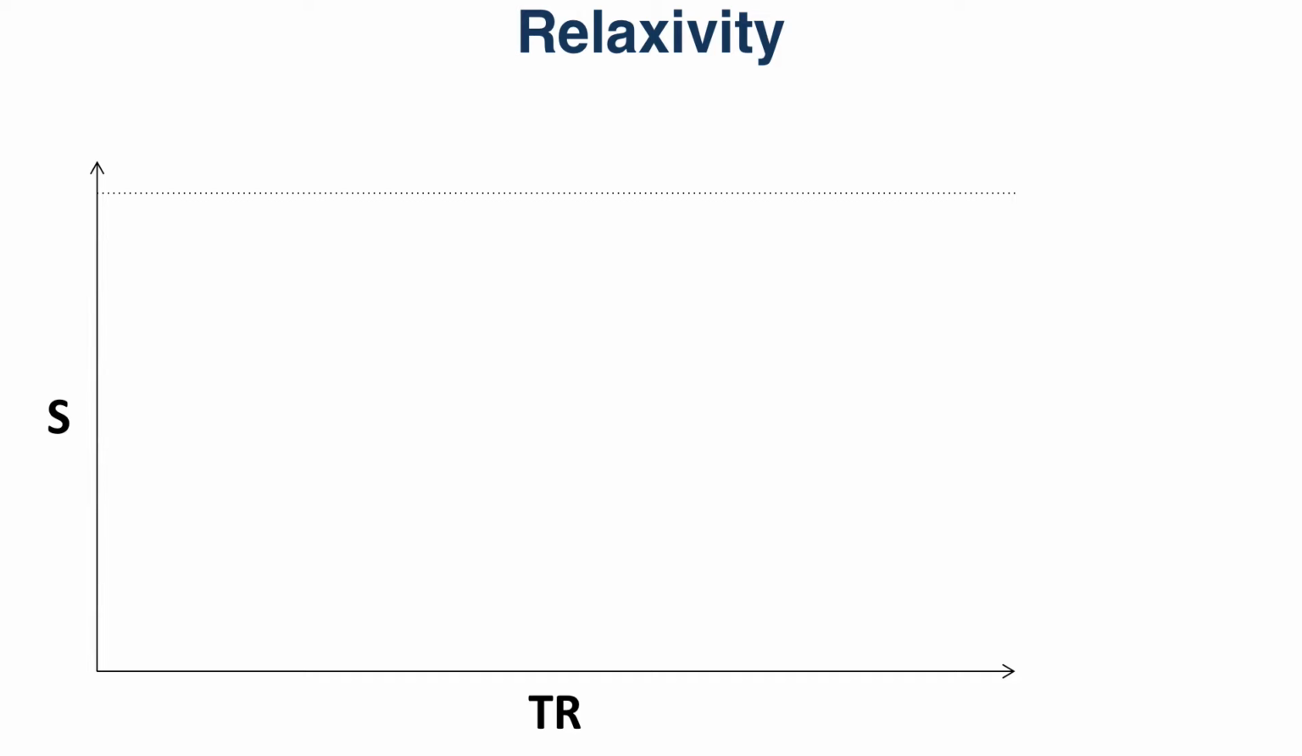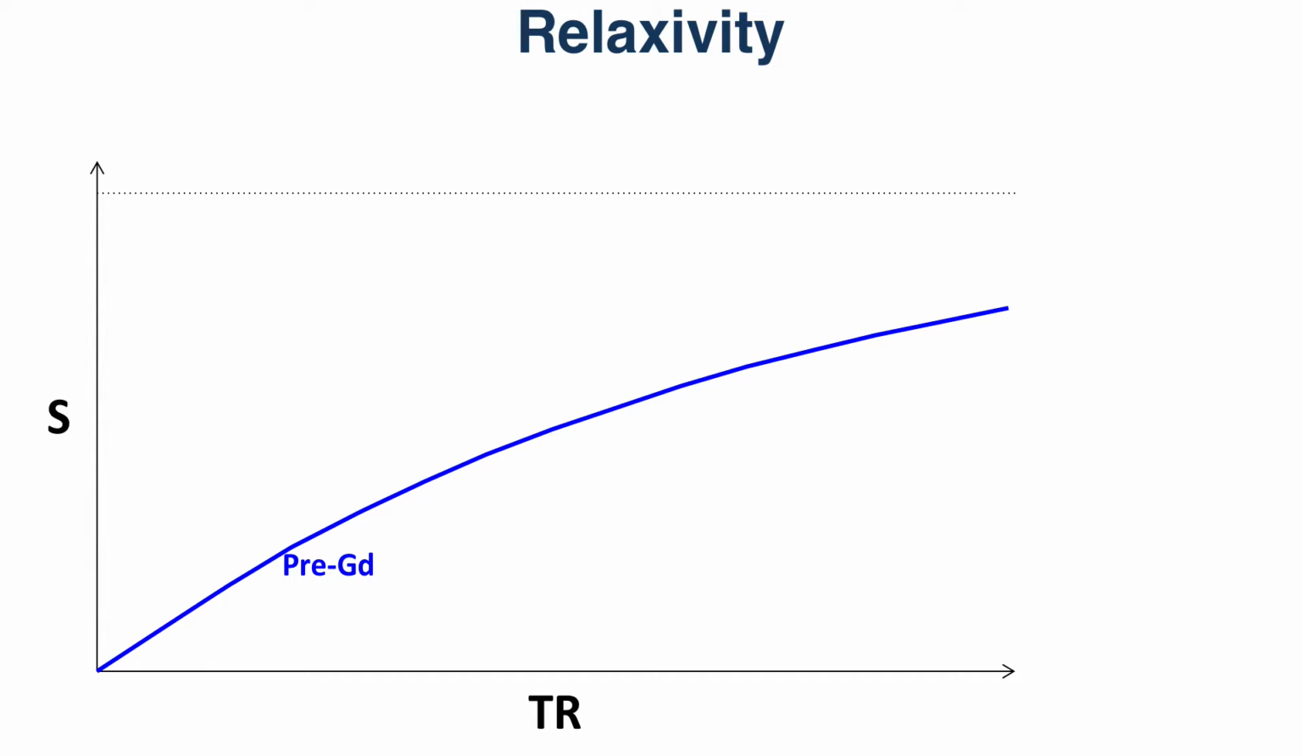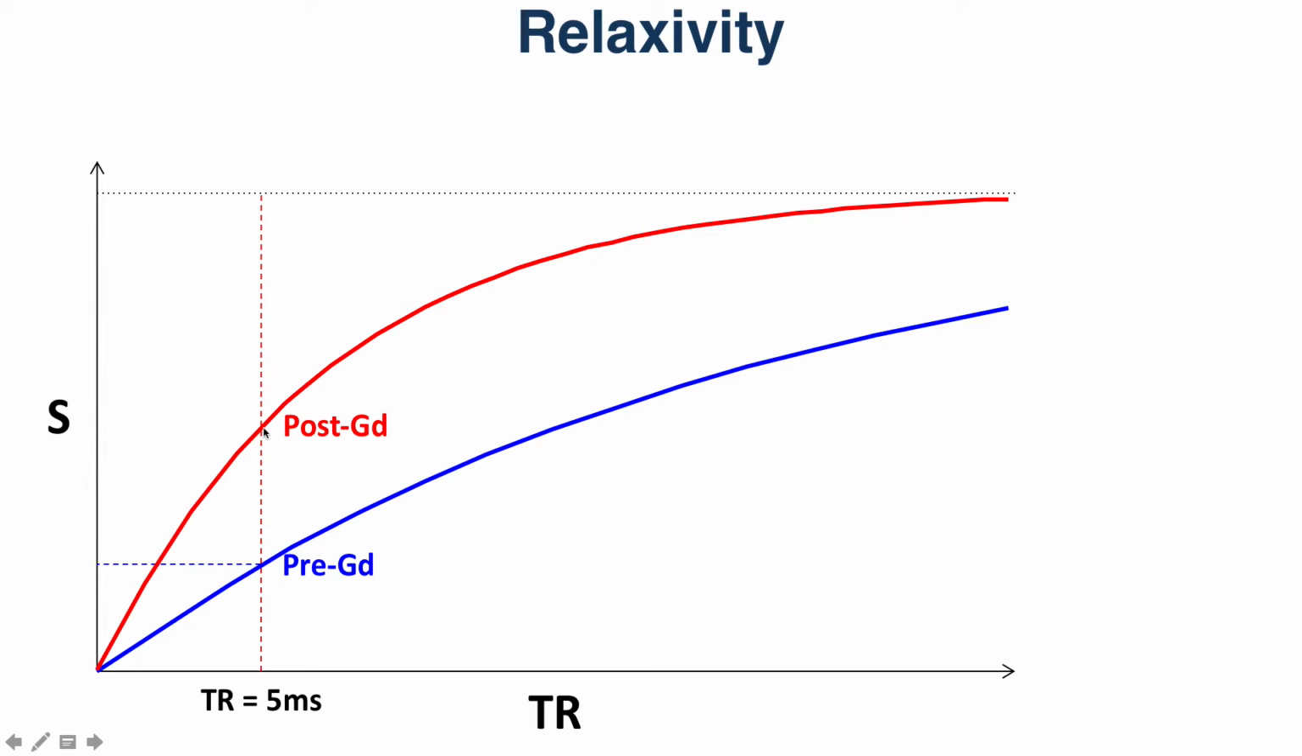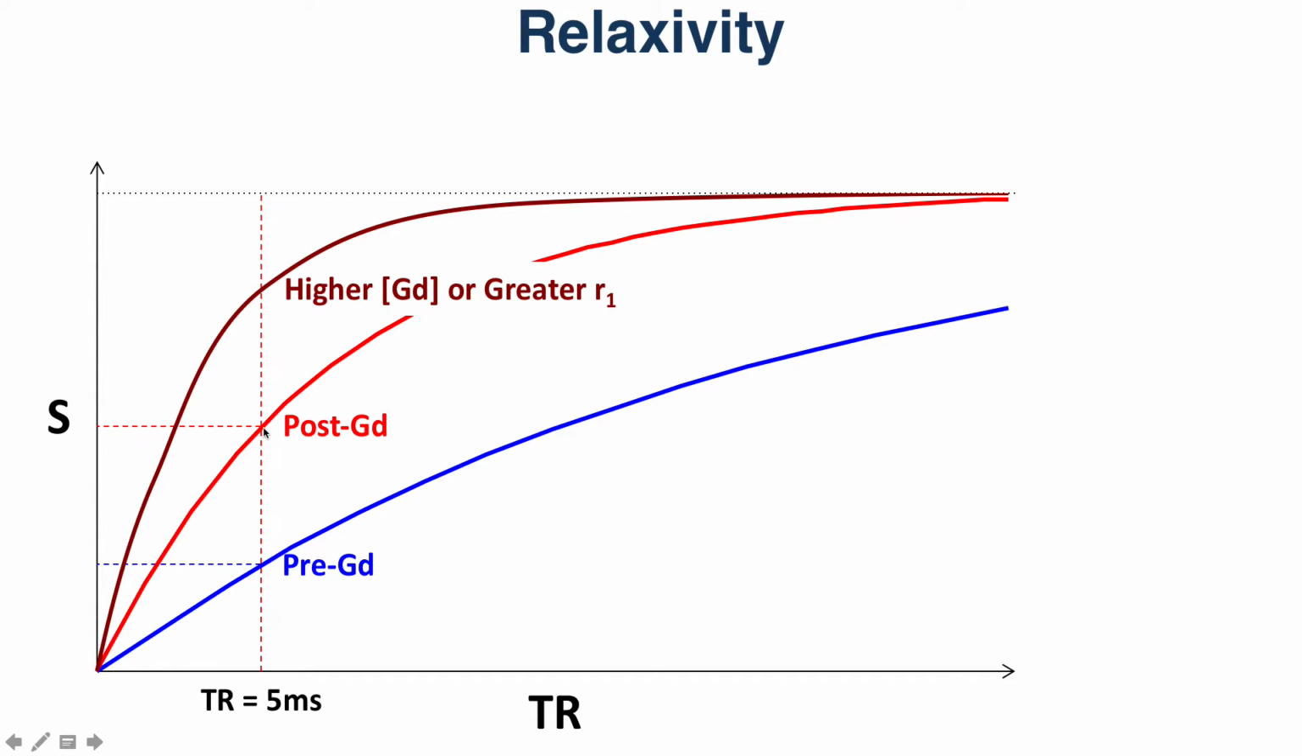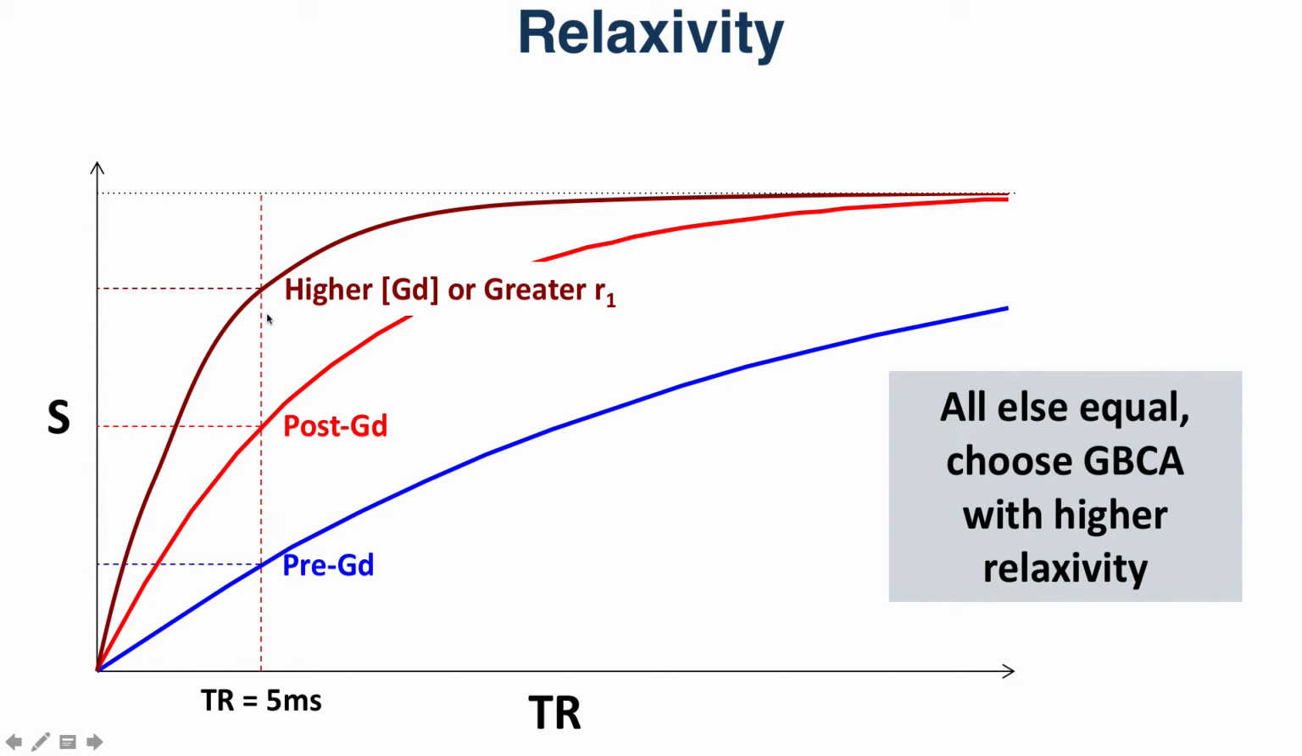And let's just skip this in the interest of time. So this is a tissue before giving gadolinium at a TR of 5 milliseconds. This is how much signal we have. If we give a regular gadolinium-based contrast agent, this is how much signal we have. If we give a gadolinium-based contrast agent with higher relaxivity, notice that we have higher signal. So all else being equal, choose the contrast agent with higher relaxivity. So this is an agent with high relaxivity, this is an agent with intermediate relaxivity, and this is an agent with no relaxivity. We'll come back to this later.